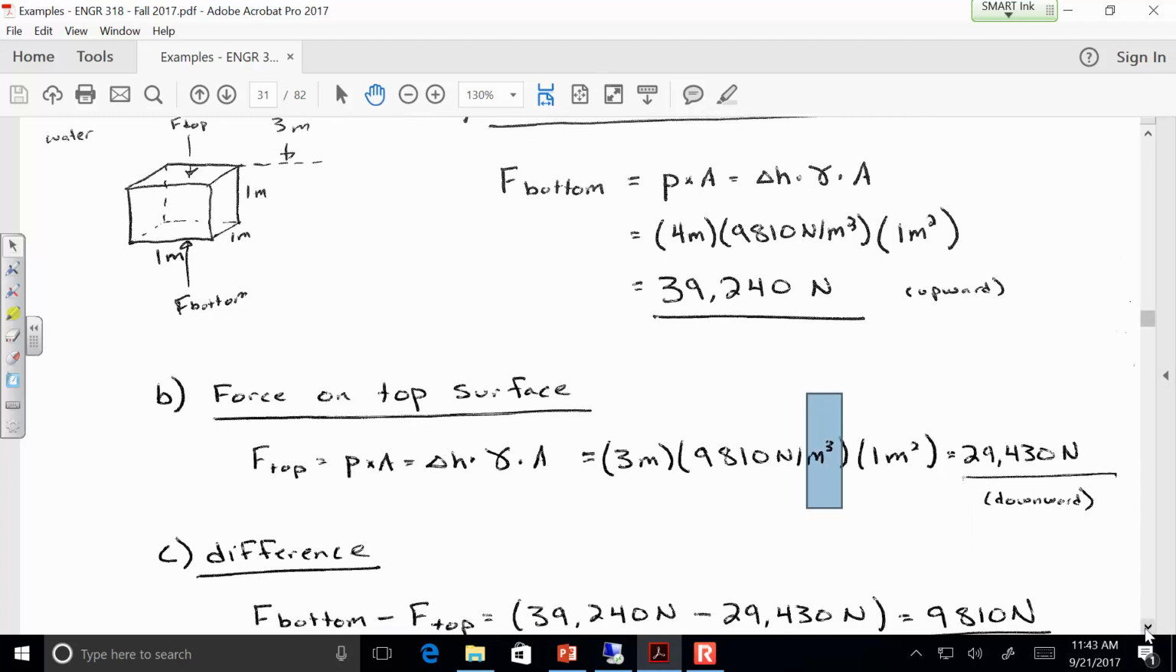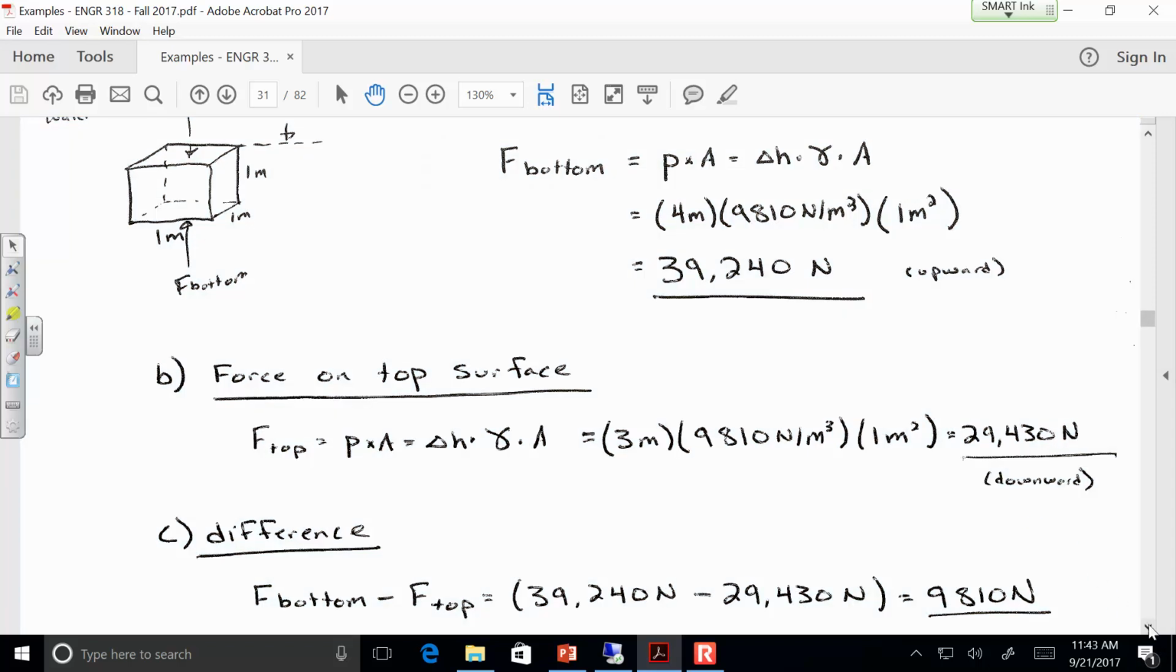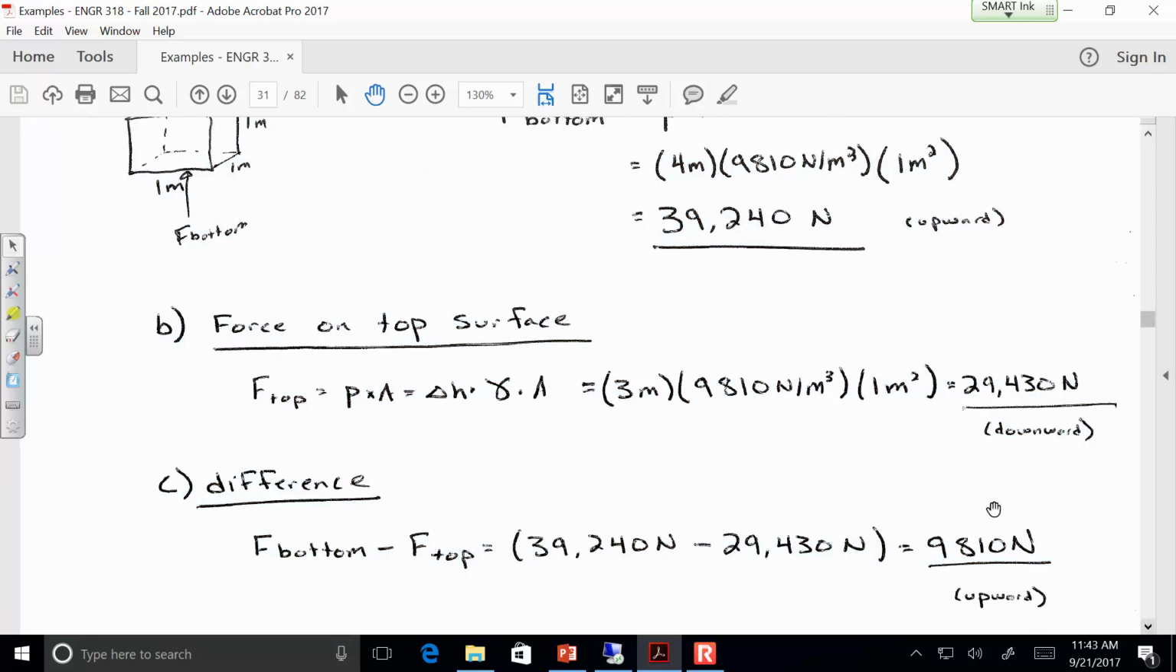Man, that doesn't scroll like I'm expecting. And the reason why it's that nice round number, 9810, is because the cube is 1 cubic meter.